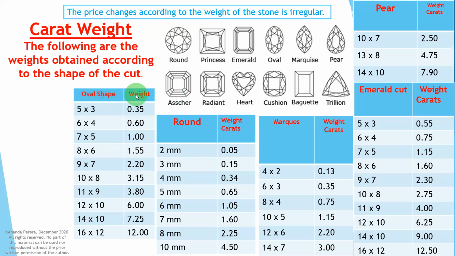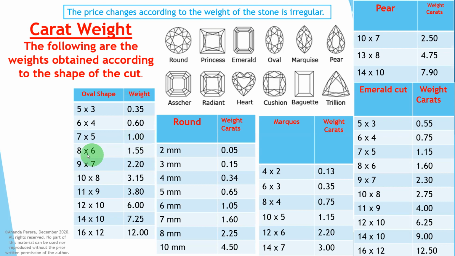This table gives the oval shape and the weight. The first value is the length, the next value is the width. Length and the width of the stone are measured in millimeters. So 5 millimeter by 3 millimeter oval shape gives 35 points of weight. 100 points equal 1 carat. 6 by 4 stone gives 60 points. 7 by 5 stone oval means 1 carat of the stone.